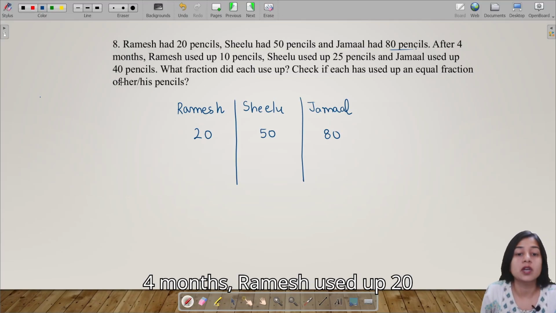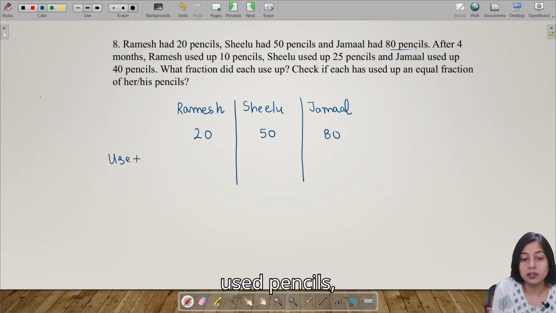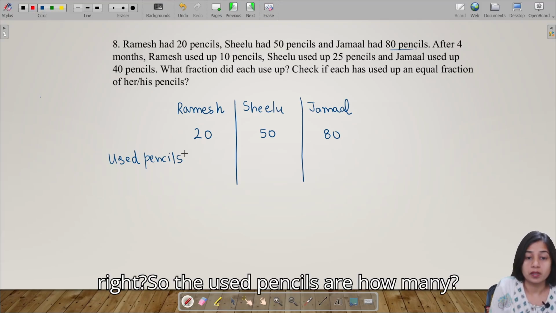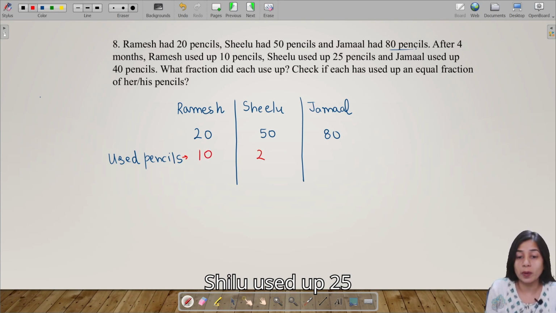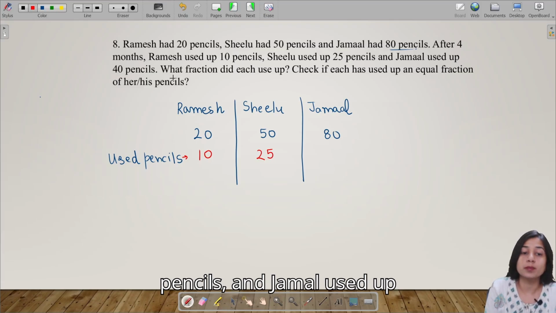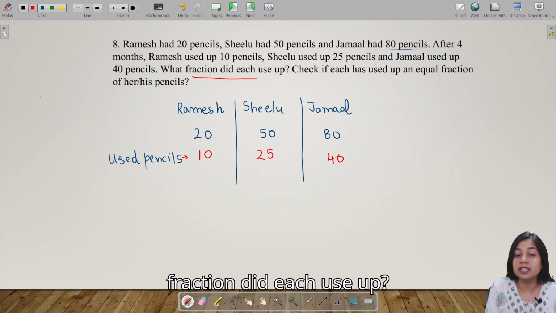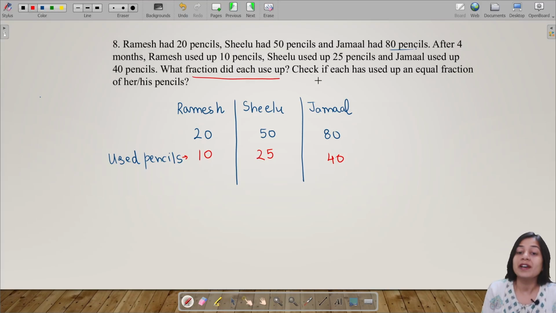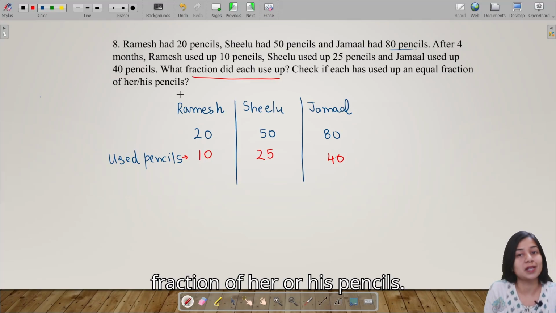After 4 months, Ramesh used up 20 pencils. So here I'm going to write the used pencils. Right? So the used pencils are how many? Ramesh used up 10 pencils. Sheelu used up 25 pencils. And Jamal used up 40 pencils. So what fraction did each use up? Check if each has used up an equal fraction of her or his pencils.